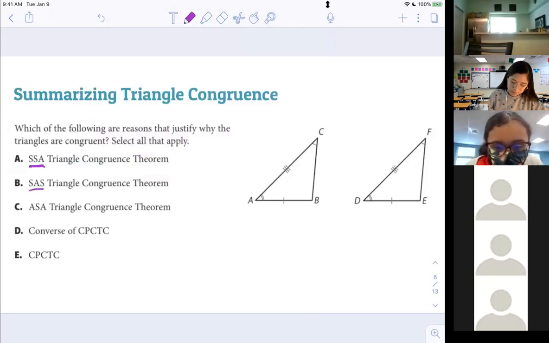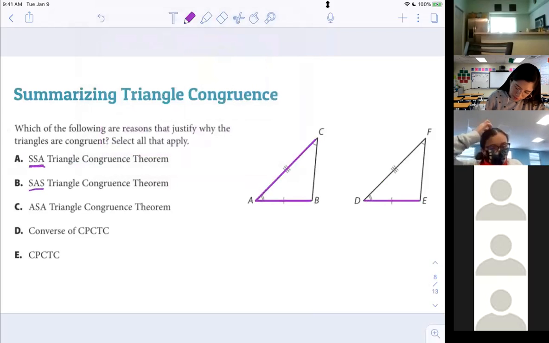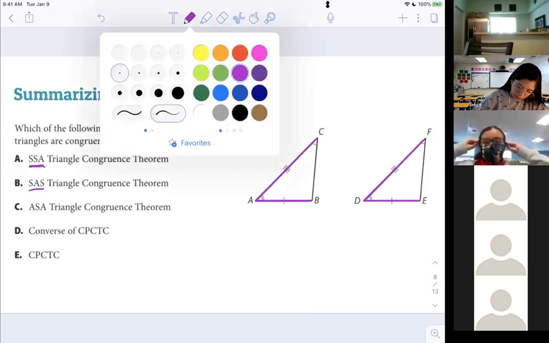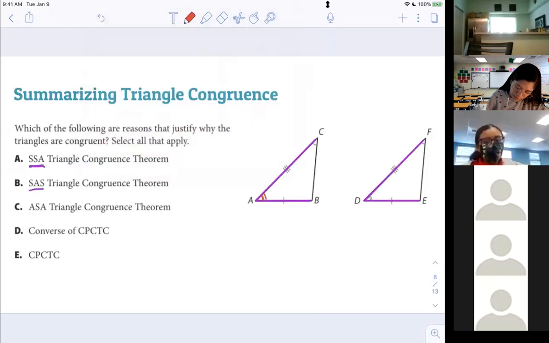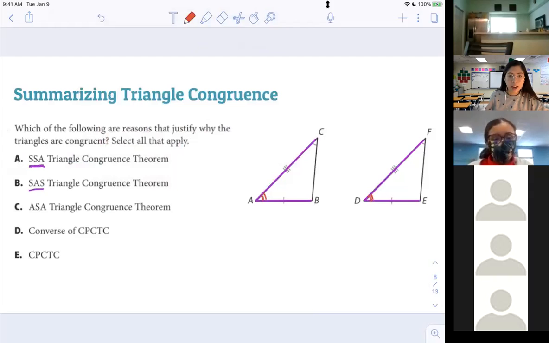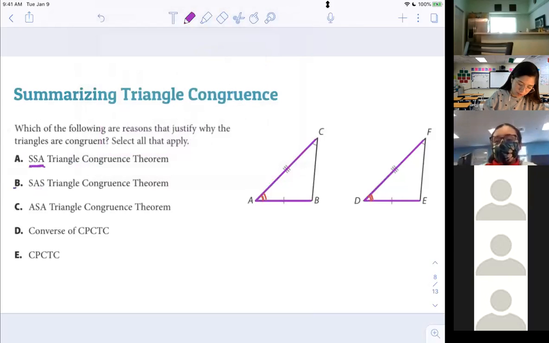You see the little AB is a side. That's one. And A then is an angle, and then AC is the side. Right. So I've got two sides that match, and I have the angle that is in between them. So I definitely have SAS.